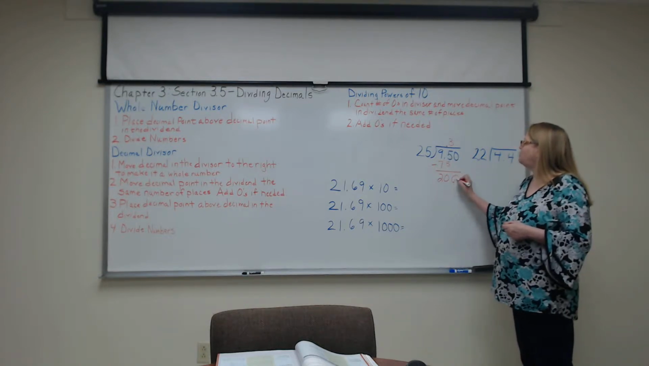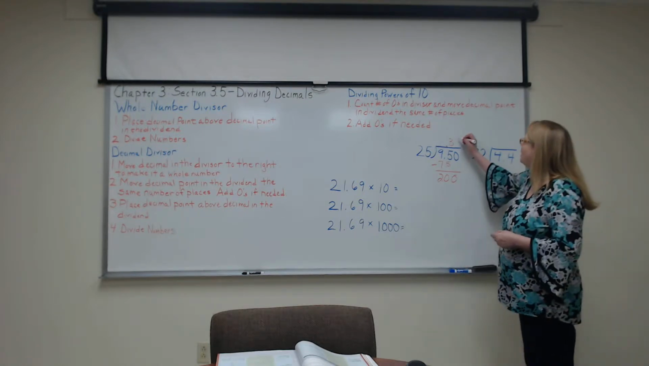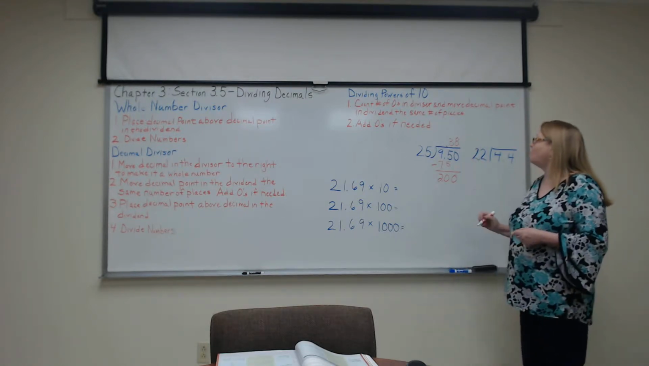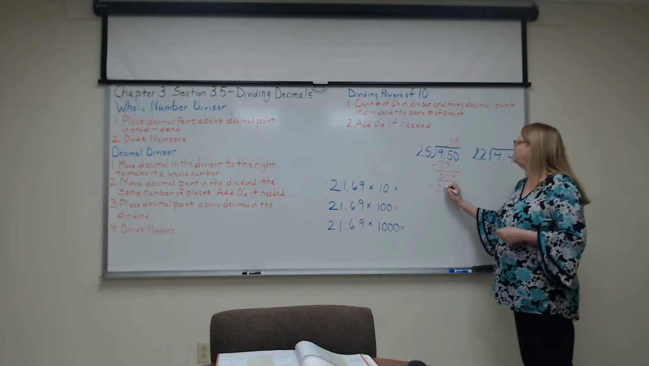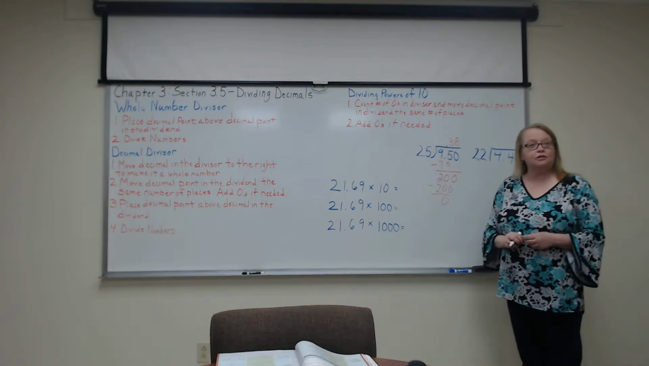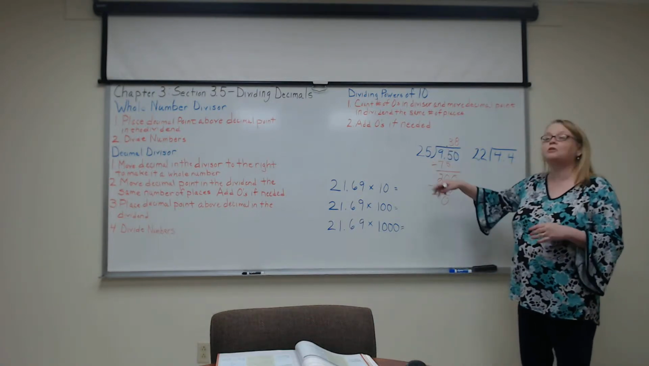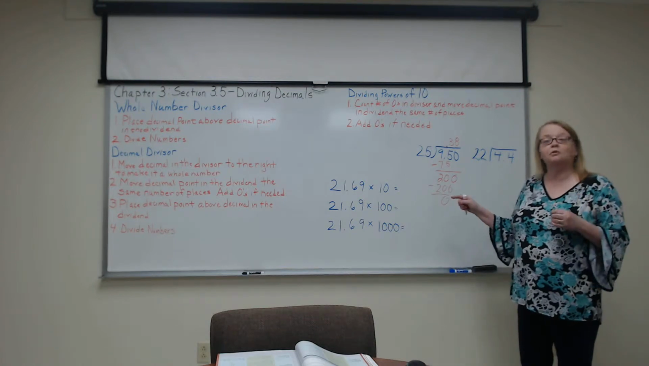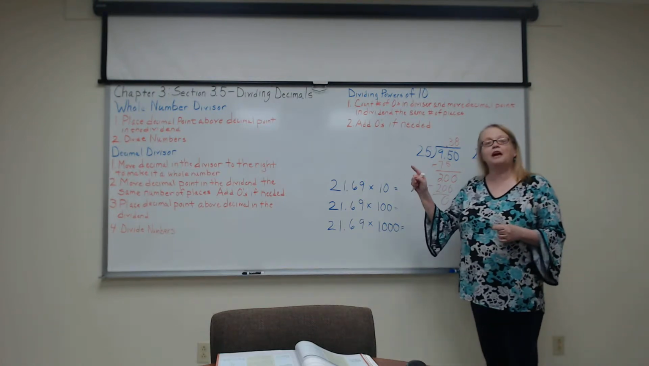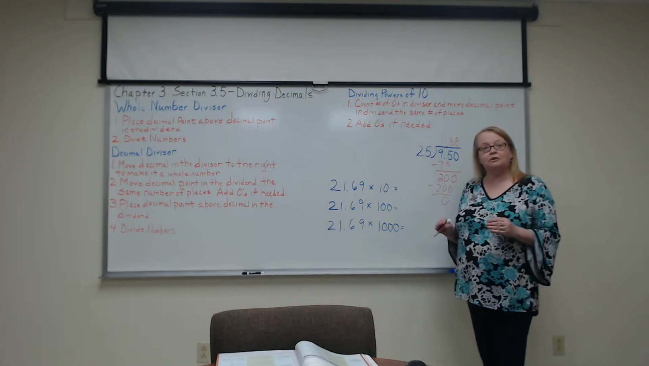We end up with 200, and we know that 25 goes into 200 8 times. So our answer then for this problem is 3.8. So we need to remember when we're dividing by a whole number, we go ahead and put the decimal in first. However, when we have a decimal as a divisor, we have to do something a little bit different.